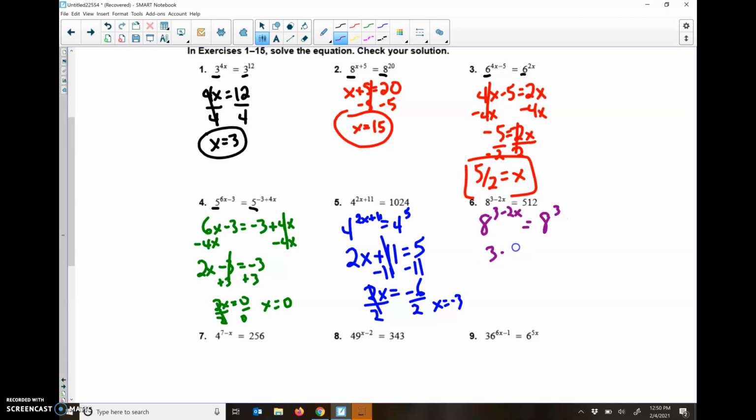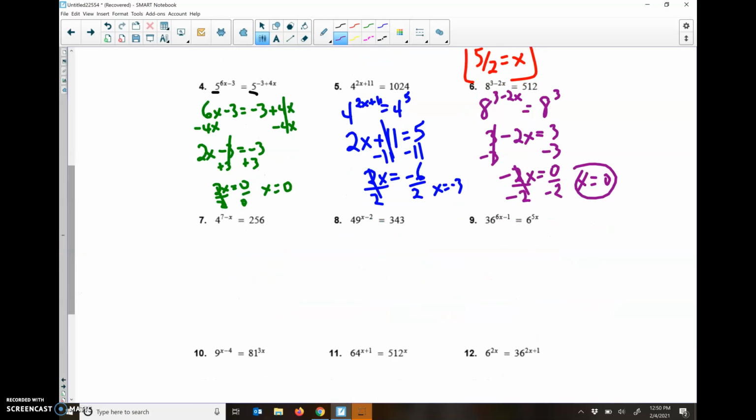So we're going to set the exponents equal to each other. So 3 minus 2x equals 3. Subtract 3 from each side. So I'm left with negative 2x equals 0. Divide by negative 2. So we're left with x equals 0.